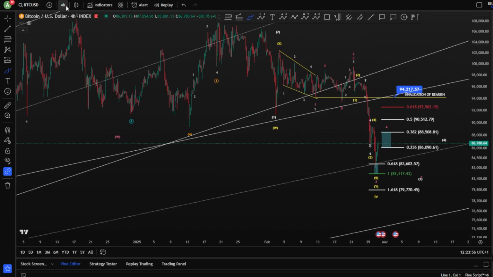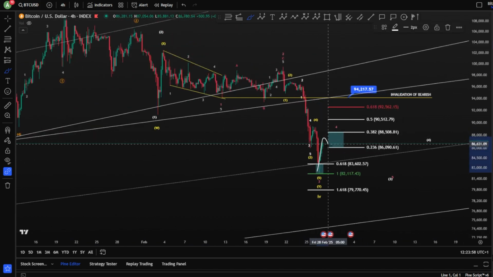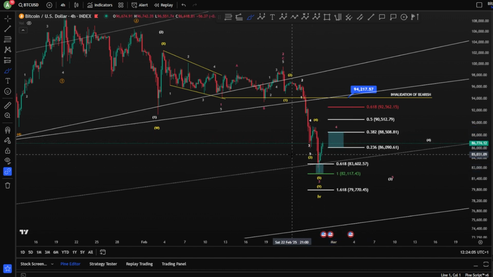Now currently, of course, we are still in this wave 4. I believe that it's gonna be kind of a zigzag. This is a correction. I believe that it's better to keep it like this for today and see what's gonna happen next. That was it for Bitcoin.